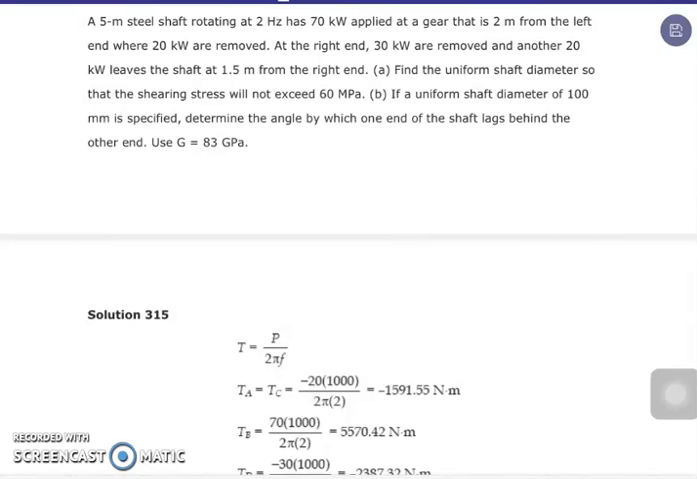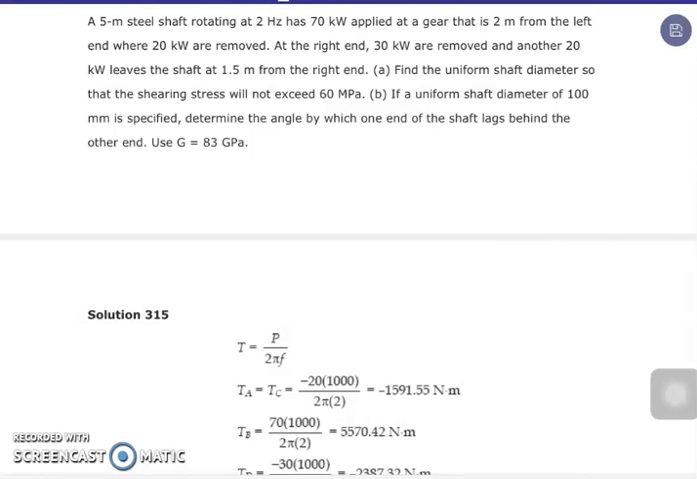Okay, number 4: a 5 meter steel shaft rotating at 2 Hz has 70 kilowatt applied at a gear that is 2 meters from the left end, where 20 kilowatt are removed. At the right end, 30 kilowatt are removed, and another 20 kilowatt leaves the shaft at 1.5 meters from the right end. Letter A: find the uniform shaft diameter so that the shearing stress will not exceed 60 megapascal. And letter B: if a uniform shaft diameter of 100 mm is specified, determine the angle by which one end of the shaft lags behind the other end.